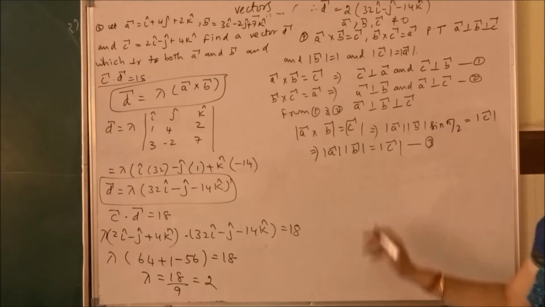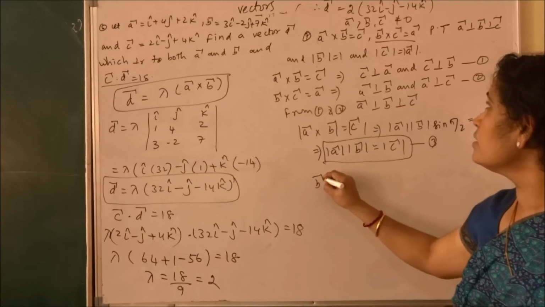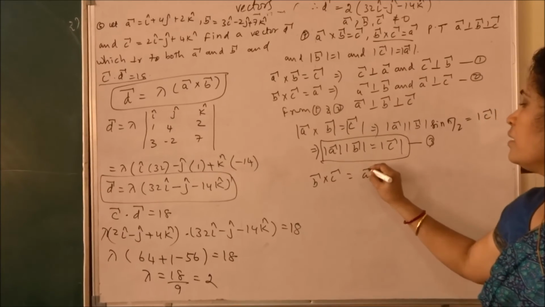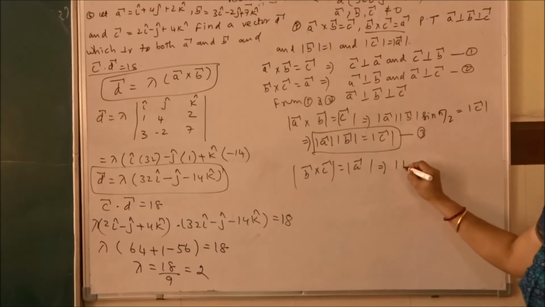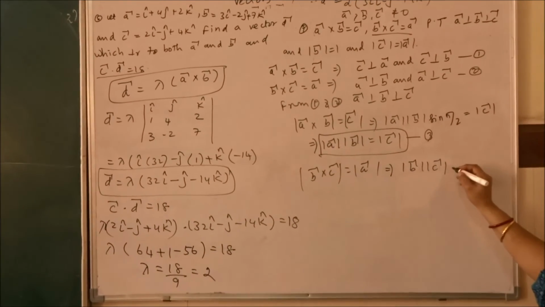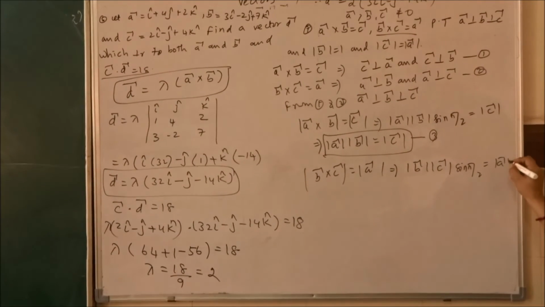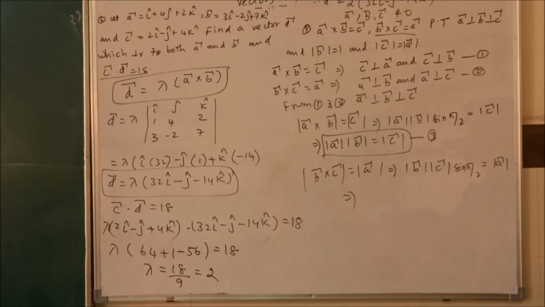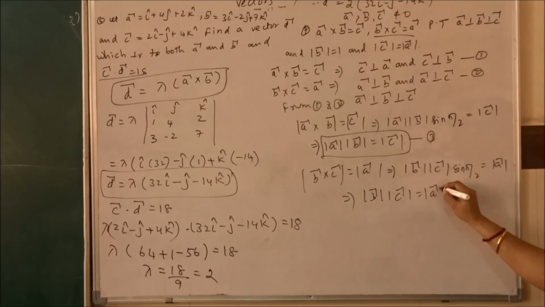Okay, fine. Now another result they are saying, B vector cross C vector equal to A vector. Now again take magnitude on both sides. Now this implies we will get magnitude of B vector, magnitude of C vector into again sine 90, n cap becomes 1, equal to magnitude of A vector. So this implies magnitude of B vector into magnitude of C vector equal to magnitude of A vector.